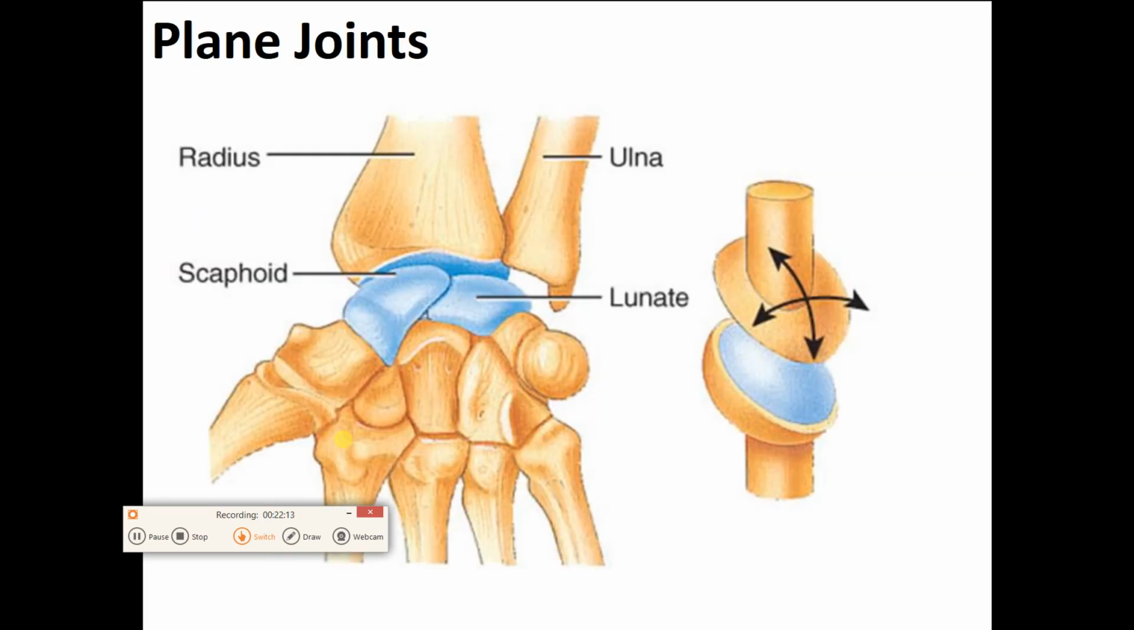Plane joints first. Plane joints are found where the joint surfaces of the bones are relatively flat. That's what the word plane means in this case. The joint surfaces are relatively flat. That allows for a nice, easy gliding motion like you would get between these carpal bones. These carpal bones here. So great example of plane joints right there.